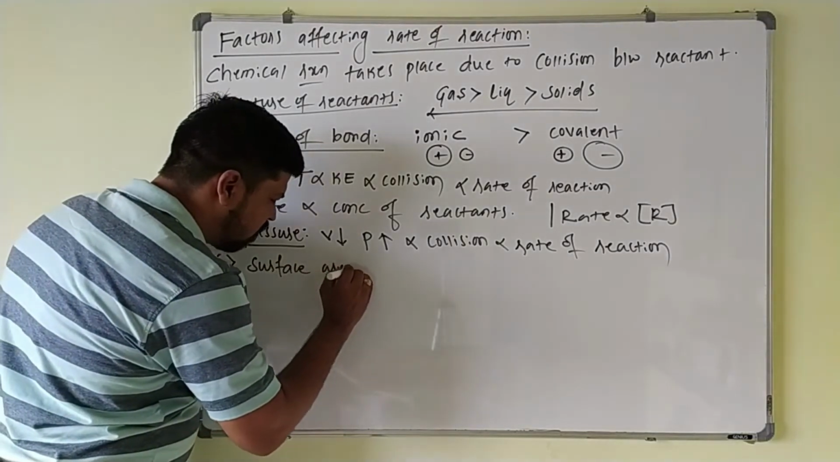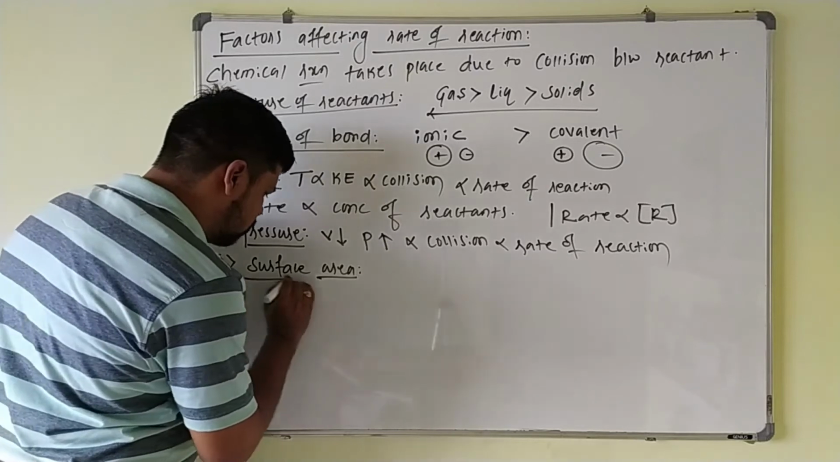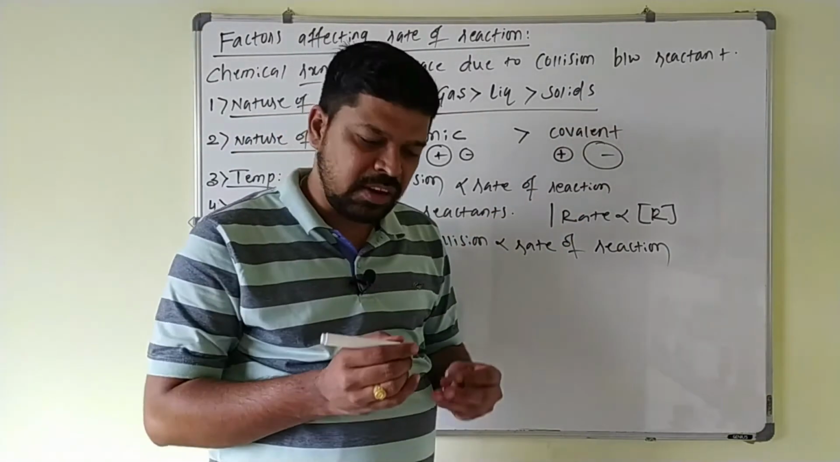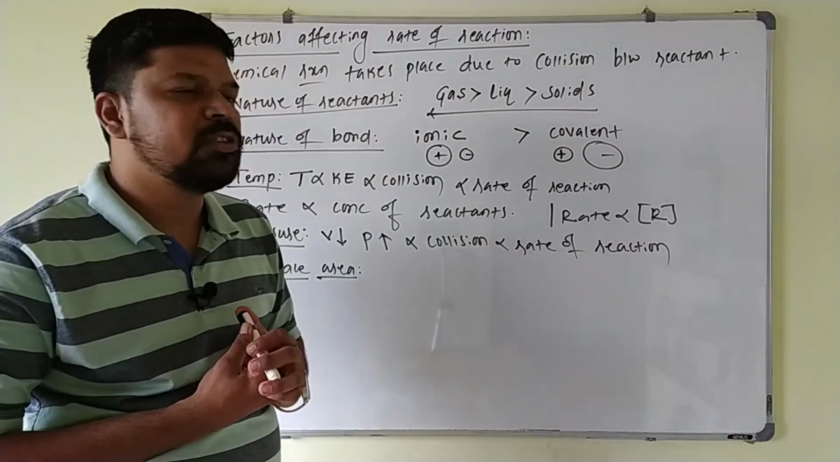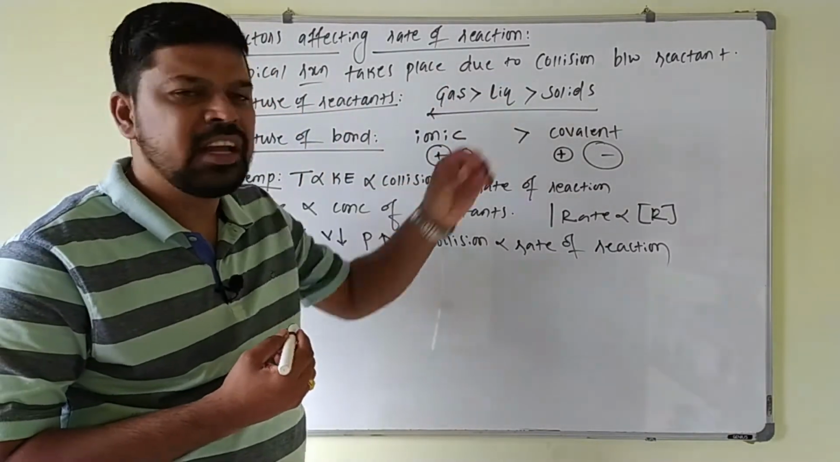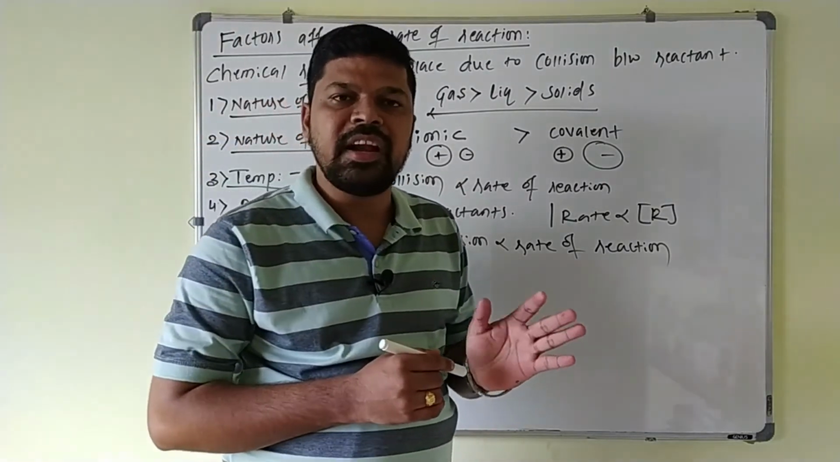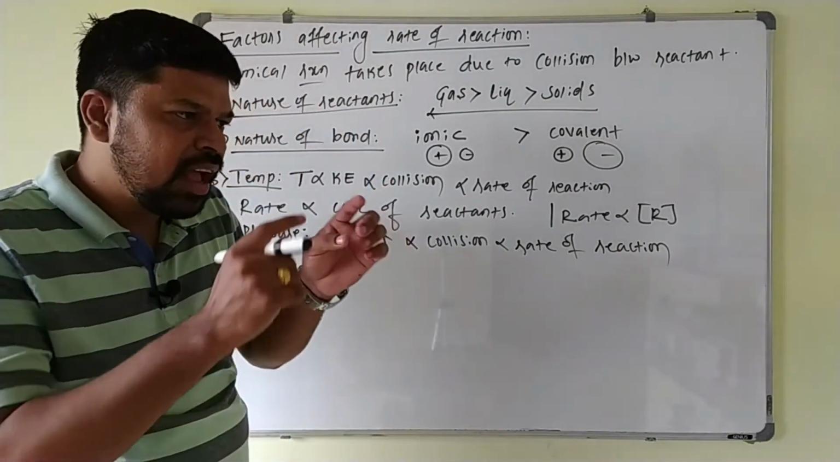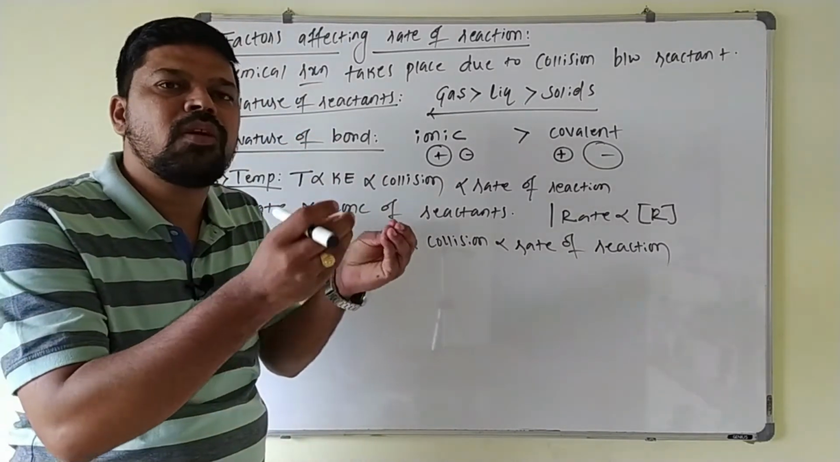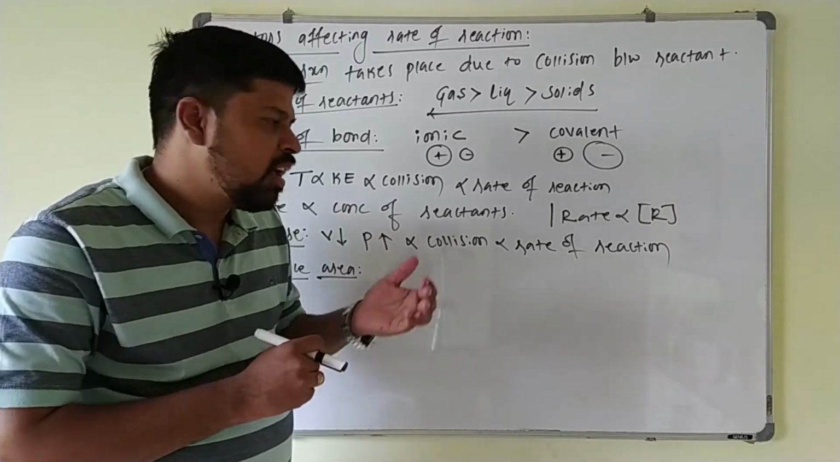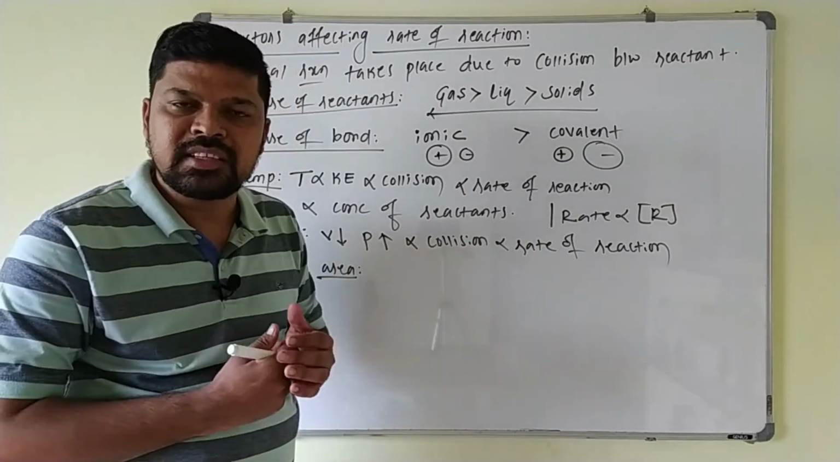Surface area. Here we have already discussed that in case of solids, they interact only at the surface level, so their collision is not as effective as in gases and liquids. As the surface area of the solid reactant increases, the rate of the reaction will increase, because as the surface area increases, more reacting molecules will come in contact, so the number of collisions will increase. As a result, the rate of the reaction increases.